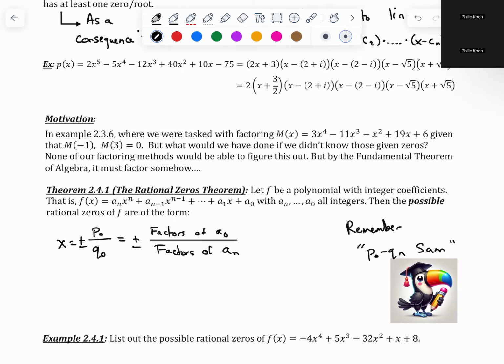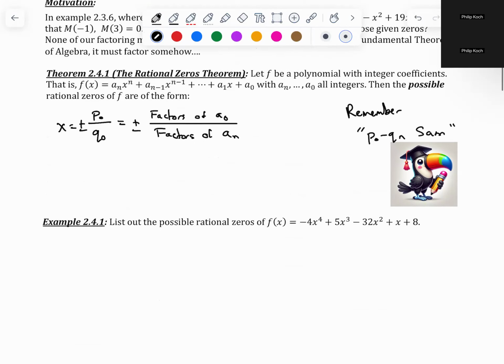P sub 0, factors of A sub 0. Q sub n, factors of A sub n. So what do I mean by this? How do we use this formula? How is it useful at all? It's telling us that if we have a rational zero, meaning a fraction or an integer, all integers are fractions at the end of the day, because you can just divide by 1. But if it does have nice zeros, then they are going to be of the form plus or minus factors of A sub 0 over factors of A sub n.